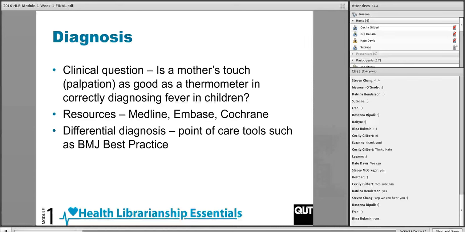For this kind of question, the health librarian would again turn to the major biomedical databases such as Medline. And for information about differential diagnoses, clinicians often consult one of the point of care resources directly. And these are resources such as UpToDate or BMJ Best Practice.